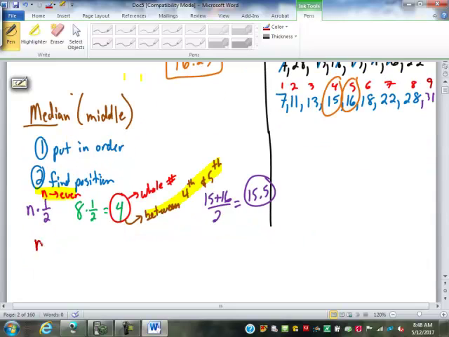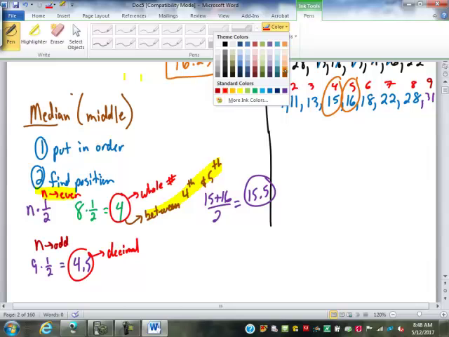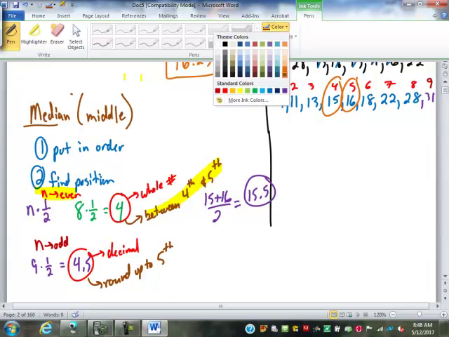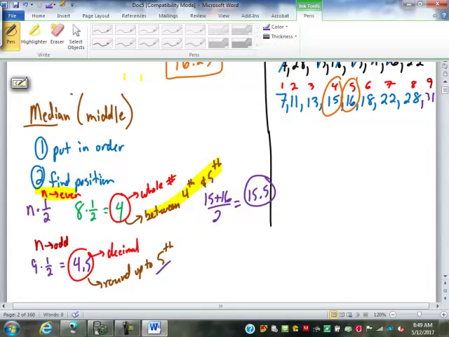If n is odd, let's take 9 times 1/2. That gives me 4.5. Since this is a decimal, we round up. So getting 4.5, we round up to the 5th position. So the 5th number in the list is the median. So that's just the 16.